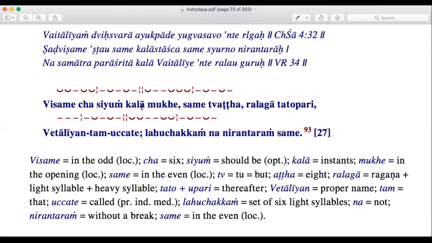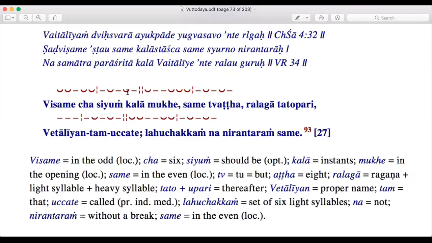Cha kala is translated here as instances, or in other words, parts. But we learned in the verse Gano idha chatukkalo: idha, in this Mattavutti chapter, gano, one group is chatukkalo, 4 measures, 4 moras. So we use this word kala to refer to mora, right? So here also the word kala, plural kala, refers to mora. So cha kala means 6 moras. There are 6 moras in the beginning of the odd lines. So in the first line and in the third line, first there should be 6 moras in the beginning.